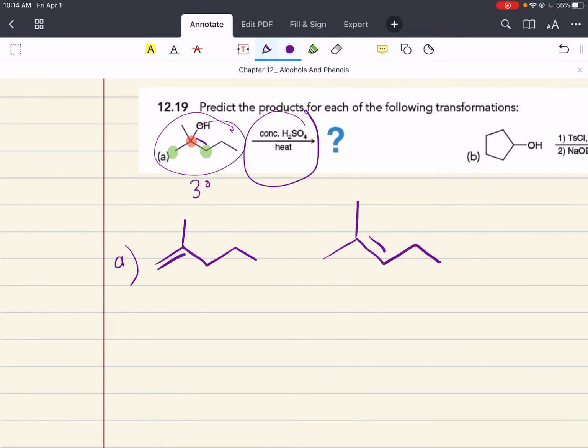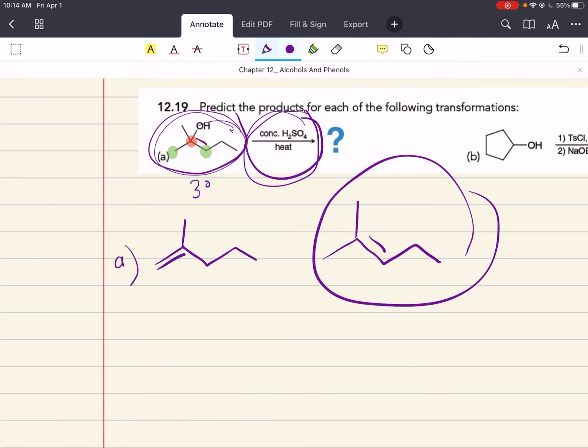This is just chapter 7 review. Reactions of alcohol groups with concentrated sulfuric acid is going to get us elimination products. These 2 specifically. Now, if you remember, your major product here is going to be your more substituted alkene. So this is going to be our major product. Fantastic. Let's do B now.